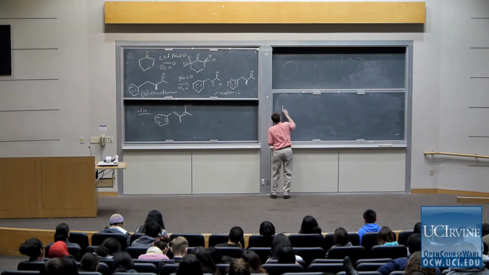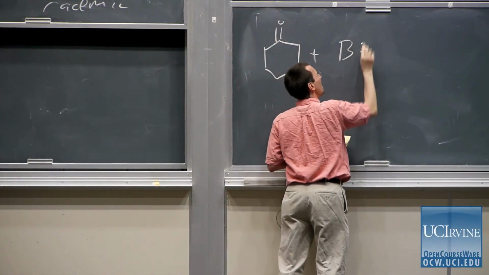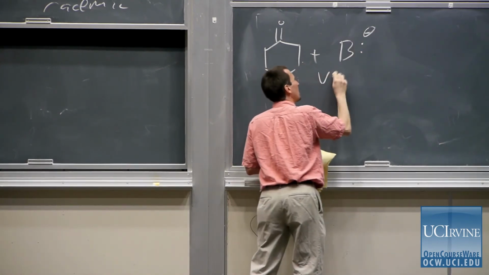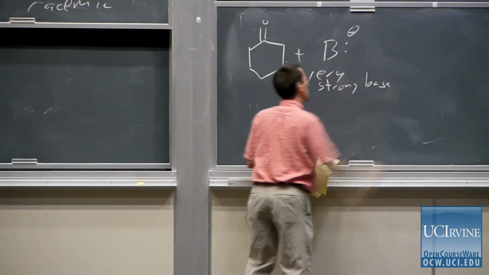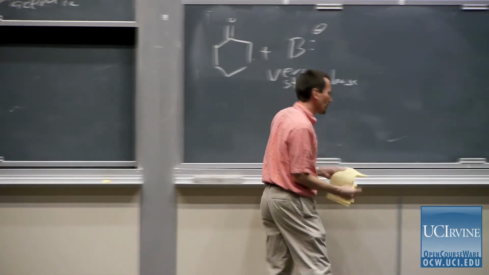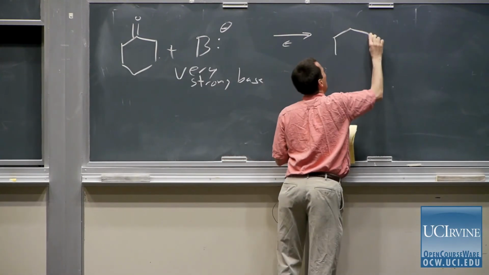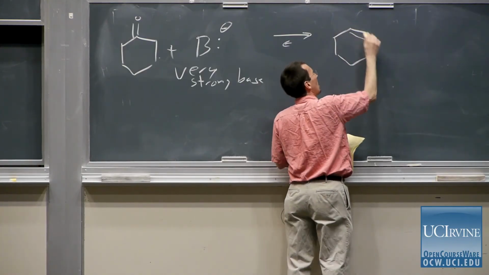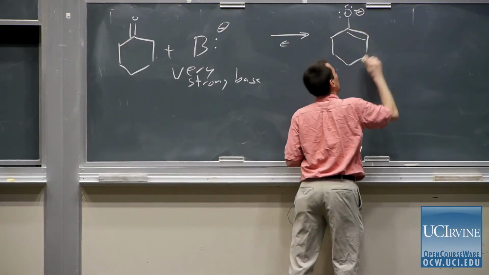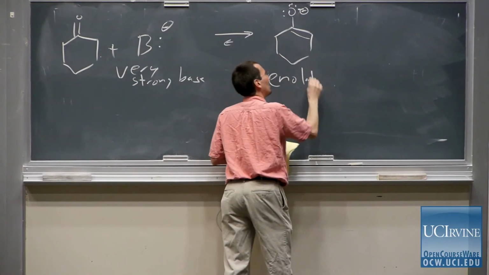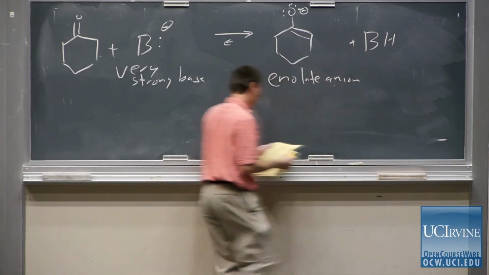If you have something like cyclohexanone and a base, I'll write it as B minus, let's say, a very strong base. In other words, pKa of the conjugate acid much greater than 20. Then we have an equilibrium that lies way, way, way to the right, often so far to the right that we can just ignore the left arrow to give us the enolate anion and our protonated acid.